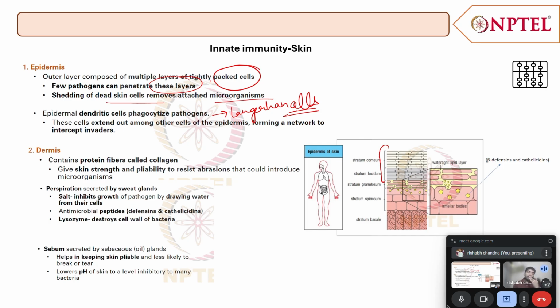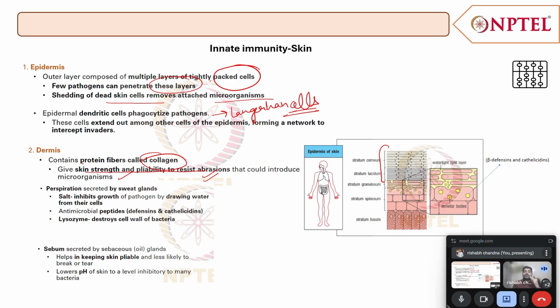Then comes the second layer, that is the dermis. Here we have collagen that makes it stiff. So it gives strength and pliability to resist abrasions that could introduce microorganisms.